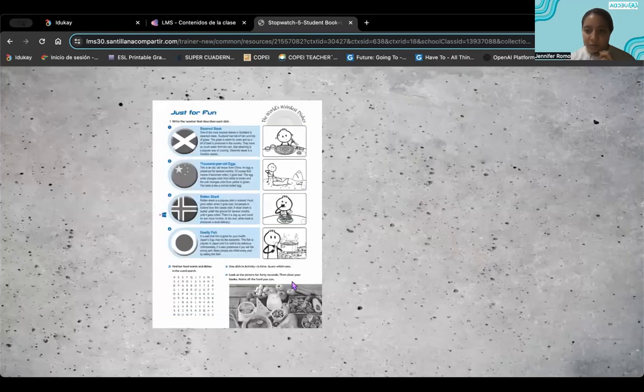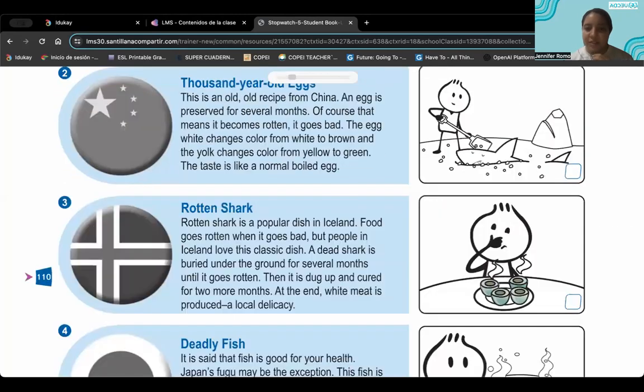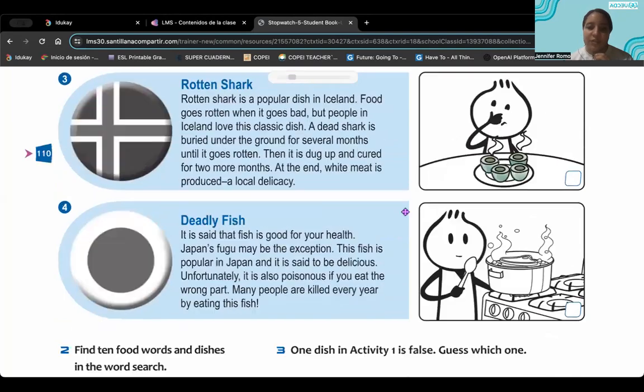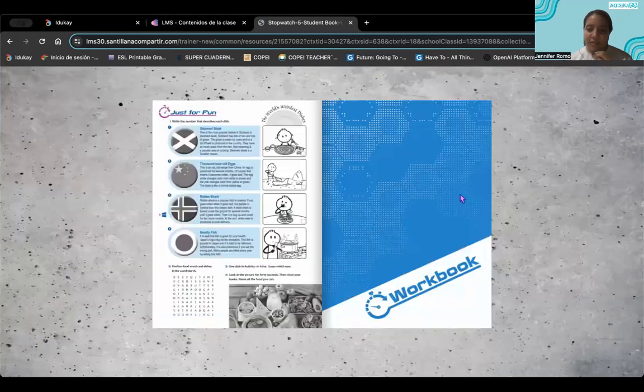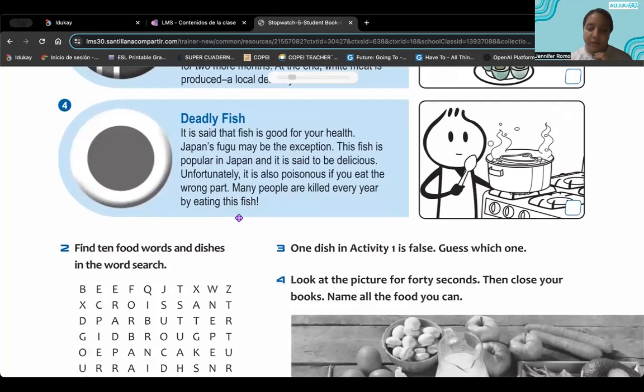So you have to read and write the correct number in each picture. Vas a escribir el número correcto en cada pregunta, en cada imagen.